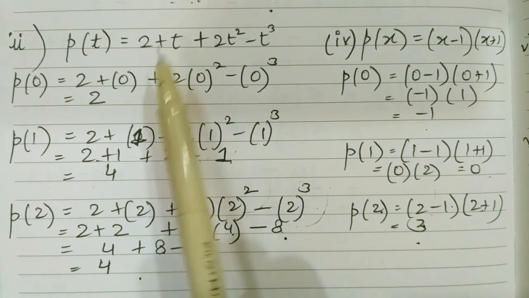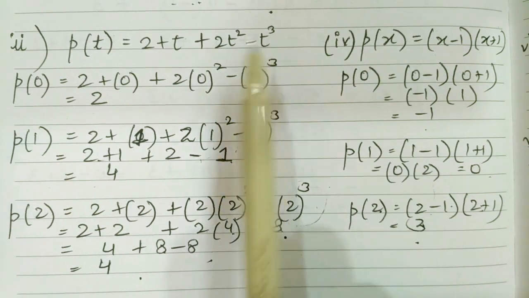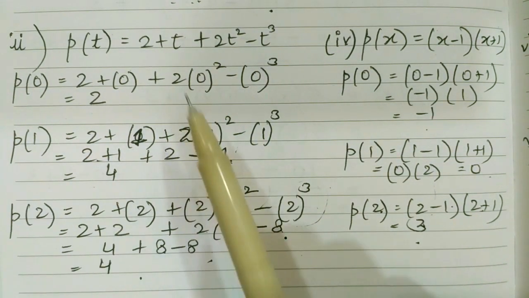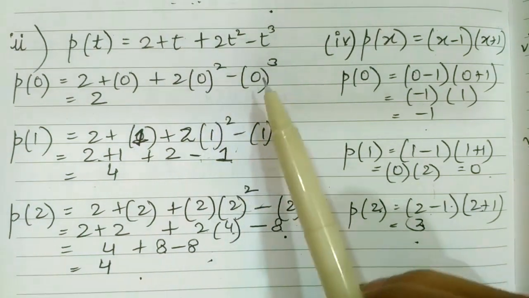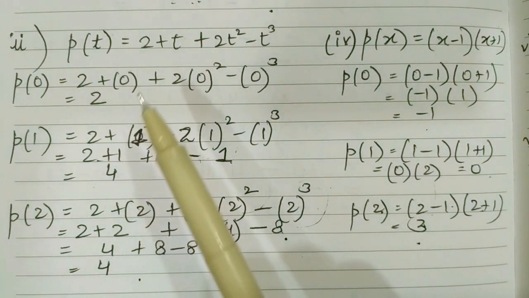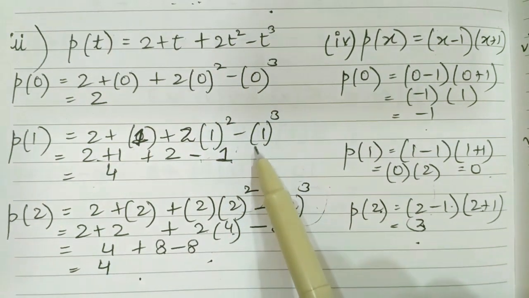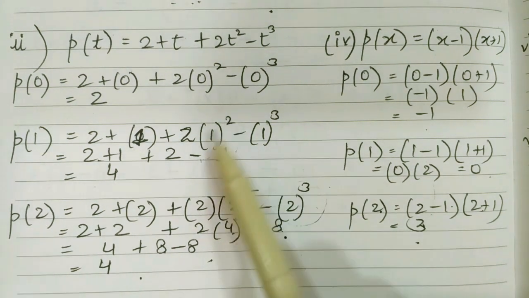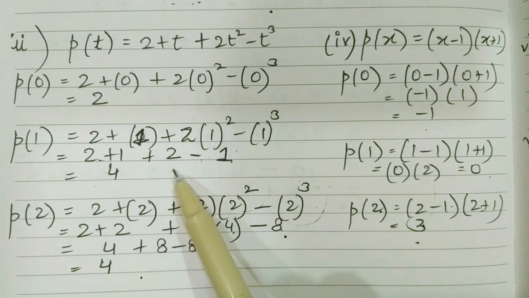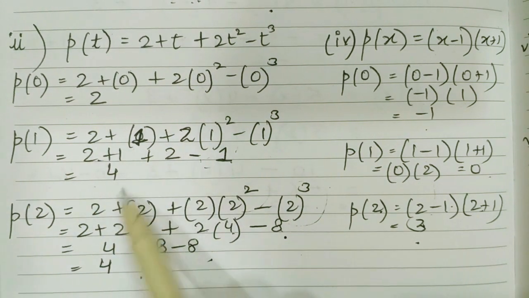Next is 2 plus t plus 2t square minus t cube. When I am going to put 0 in this, it will become 2 plus 0 plus 2 into 0 square minus 0 cube. Anything multiplied by 0 will be 0. Cube of 0 will be 0. So our answer will be 2. When I am going to put 1 in the polynomial, it will become 2 plus 1 plus 2 into 1 square minus 1 cube. Square of 1 will be 1. Cube of 1 will be 1. So 2 plus 1 plus 2 minus 1. The plus 1 and minus 1 will cancel out. Answer will be 2 plus 2, 4.